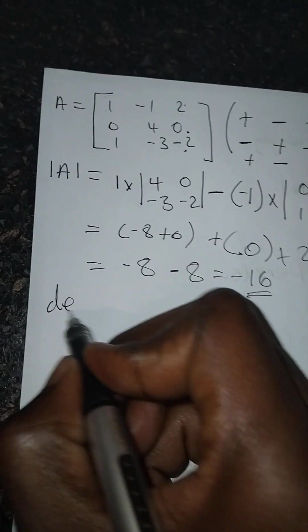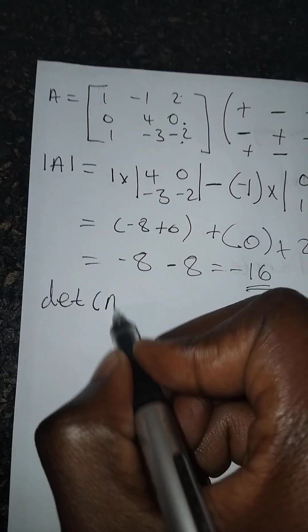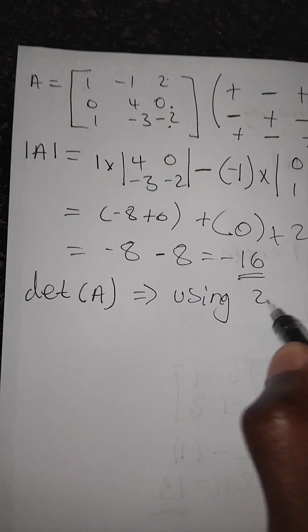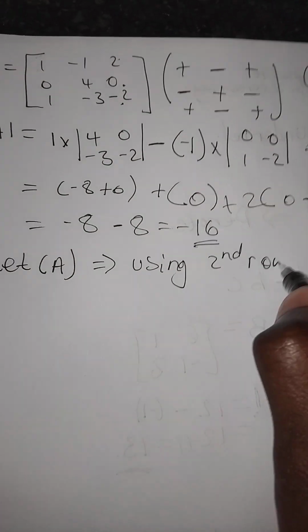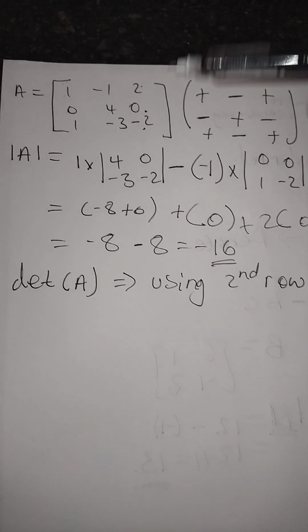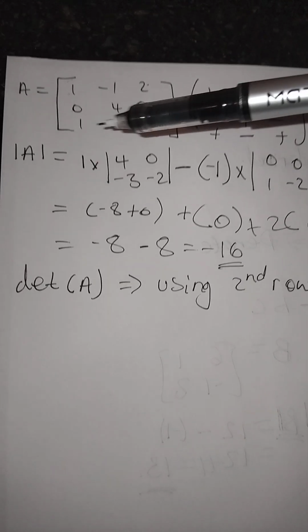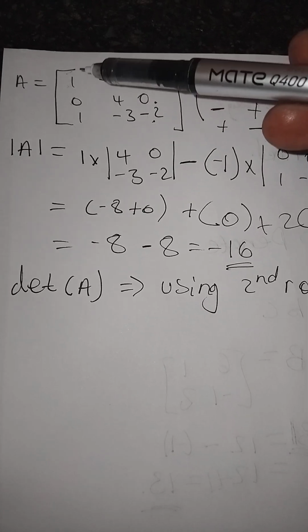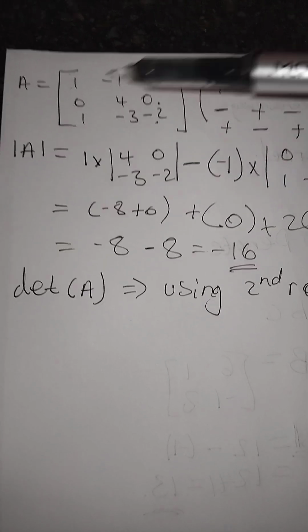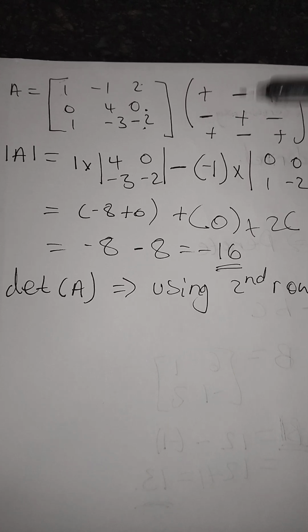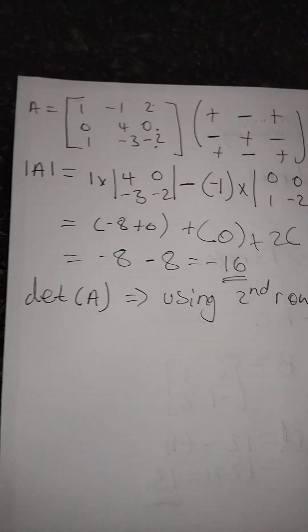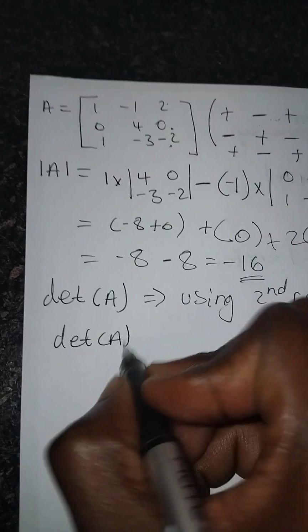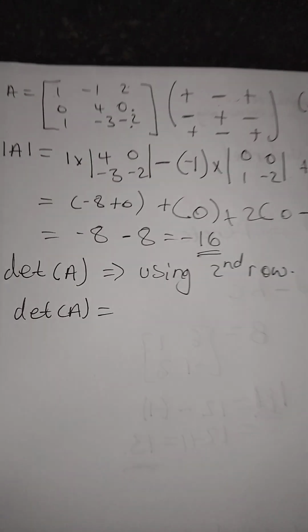Now I'm going to find the determinant of A using the second row. They can ask you to use the second row, third row, first column, or second column. What they mean is that you have to use that row or column to find the determinant, and you also have to keep in mind your signs. So let's dive in and see how we solve that determinant using the second row.